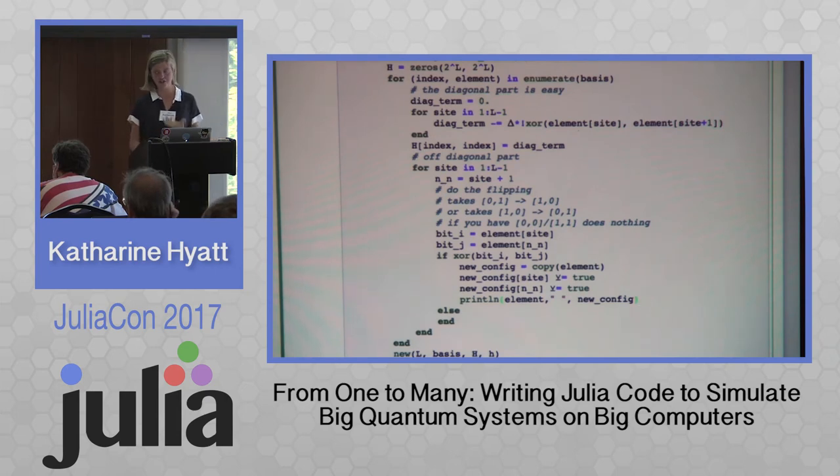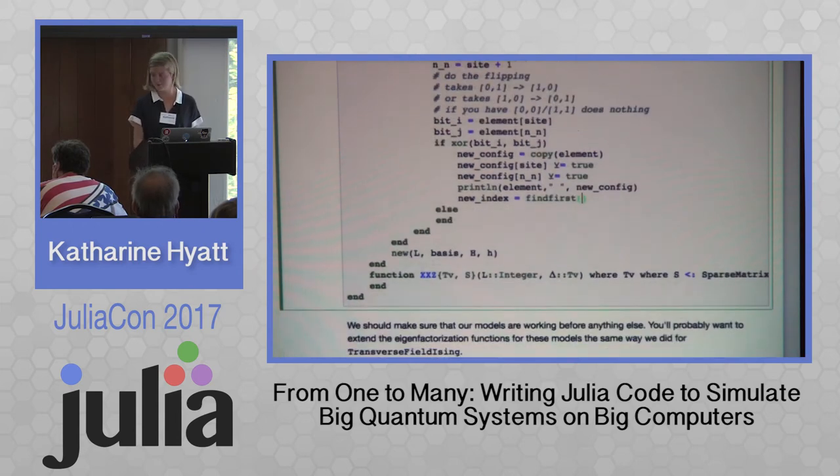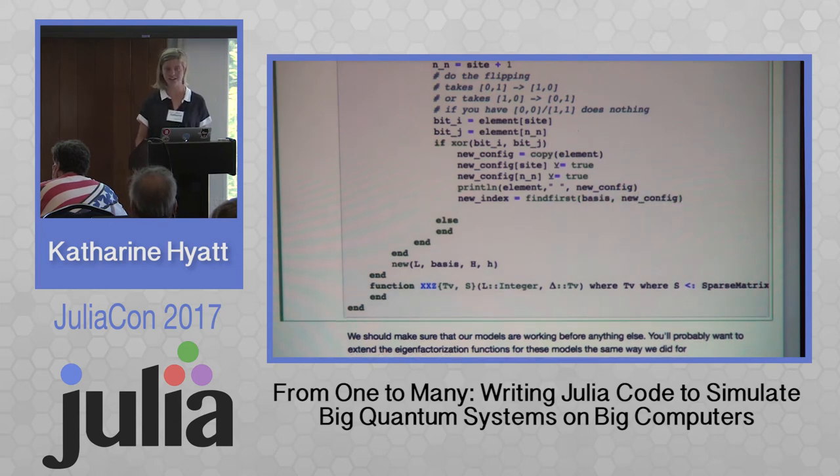So then, having generated what the new configuration is going to look like, we've got to figure out what index that corresponds to. You could do that by just converting all of its bits back into an integer, or we can use find first again if we're lazy. So we can find this new configuration in the basis. And that'll be the new index of the thing we move to when we apply the bit flipping operator.